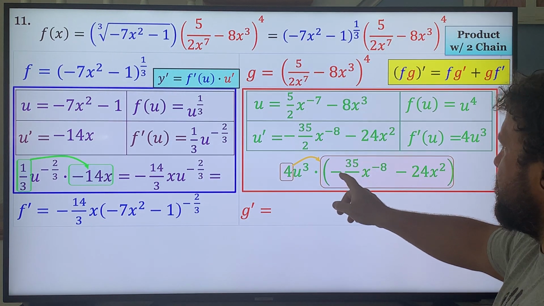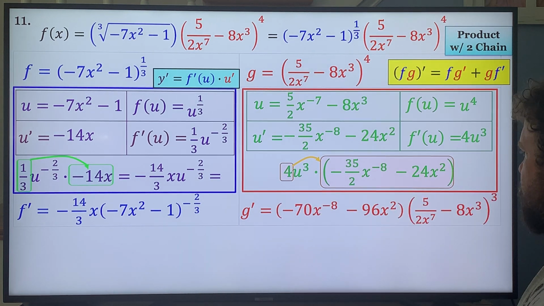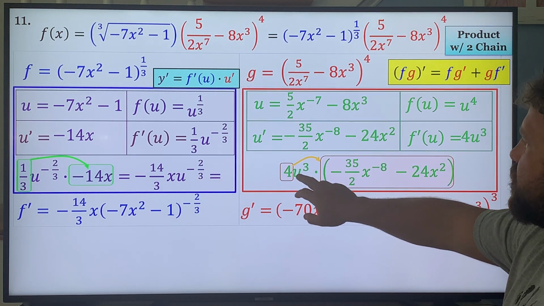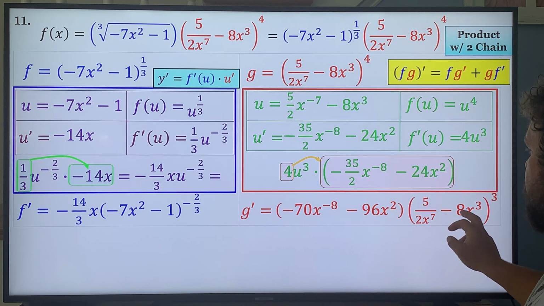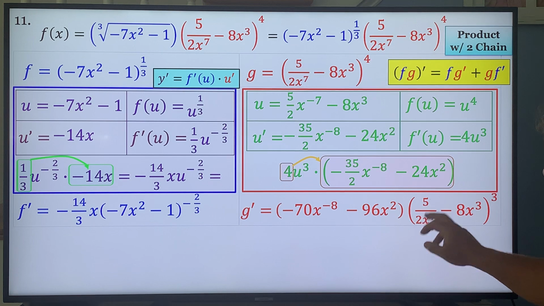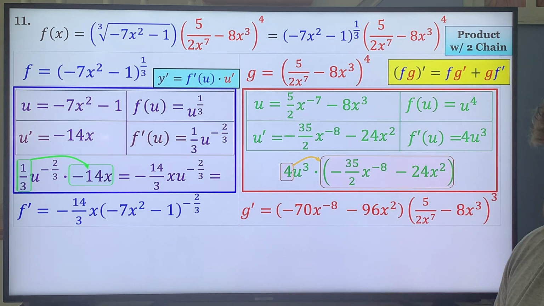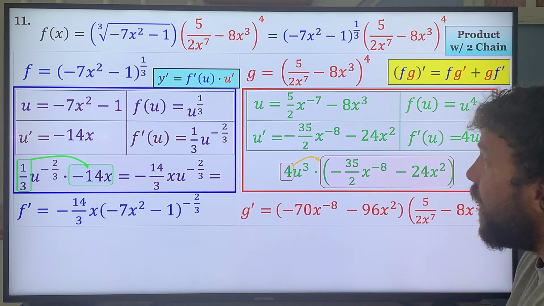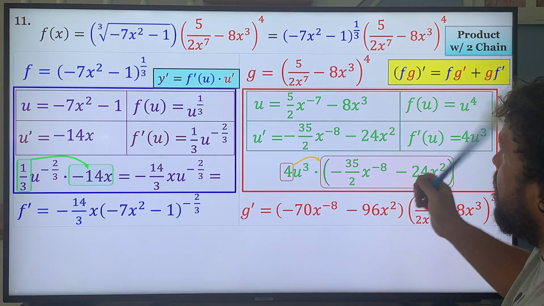4 times this is negative 70 x to the negative 8 minus 96 x squared times, we're going to plug our u back in, which is 5 over 2x to the 7th minus 8x cubed to the 3rd. If you want to leave this in the negative 7th form, that's perfectly okay. It's all personal preference. But now, we don't need our chain rules anymore. So we could use our product rule.